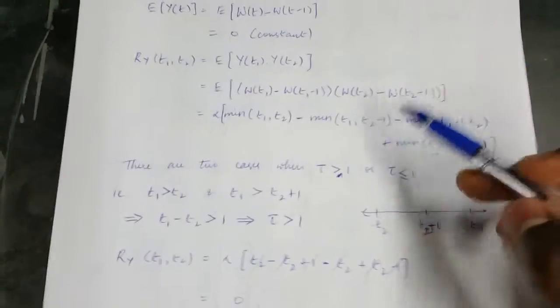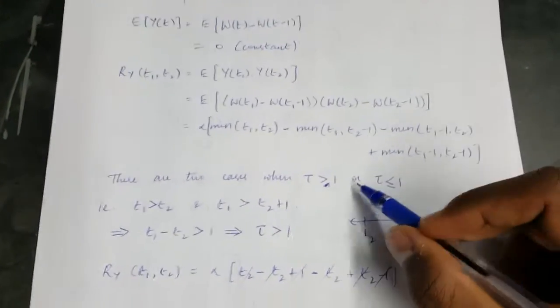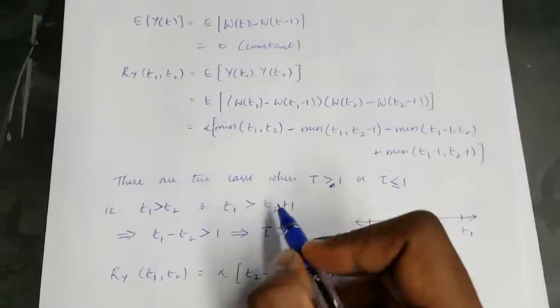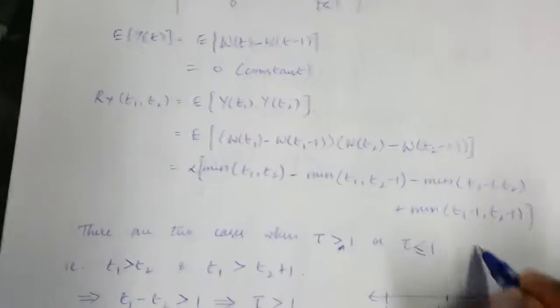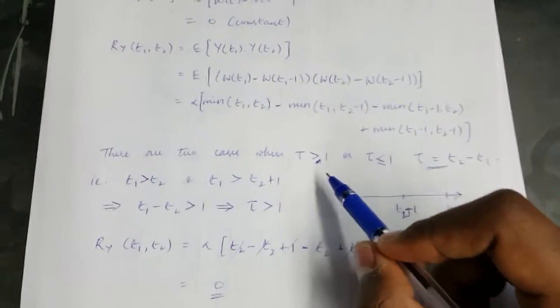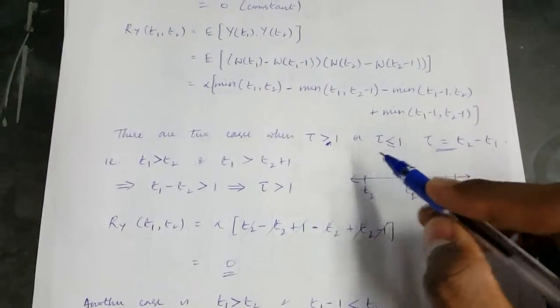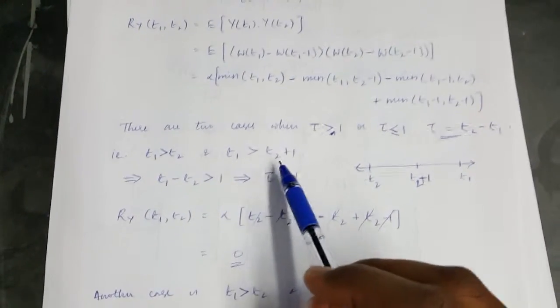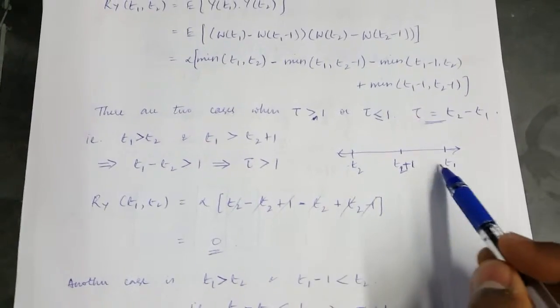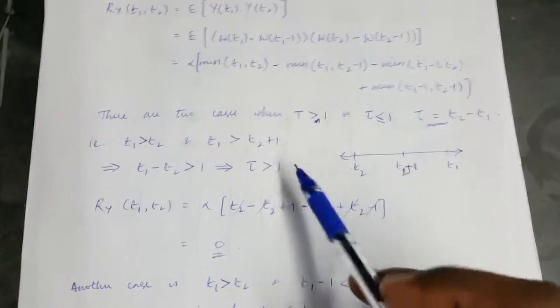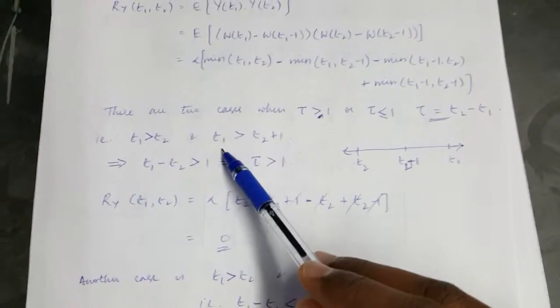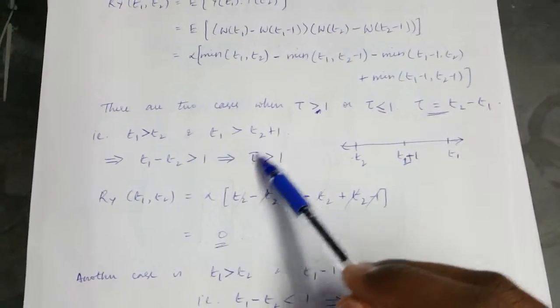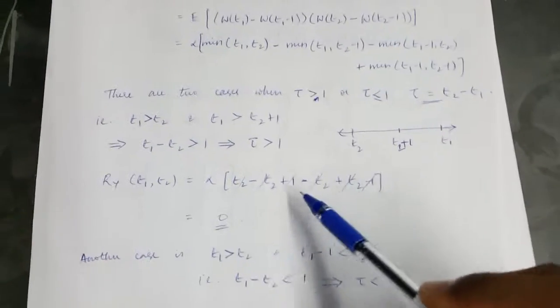Now there can be two cases for tau greater than 1, where tau is nothing but t2 minus t1. So there are two cases: tau greater than 1 and tau less than or equal to 1. If t1 is greater than t2 and t1 is greater than t2 plus 1, this can be represented like this on the number line. In this case, if we take t2 to the other side, we get t1 minus t2 greater than 1, that is tau greater than 1.